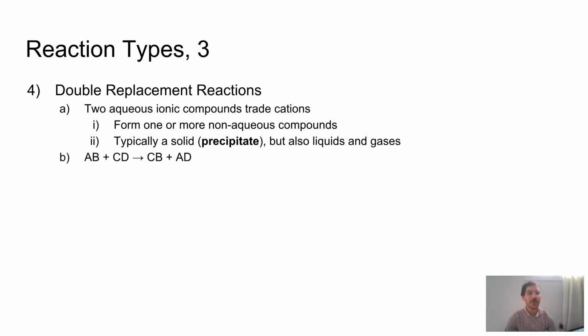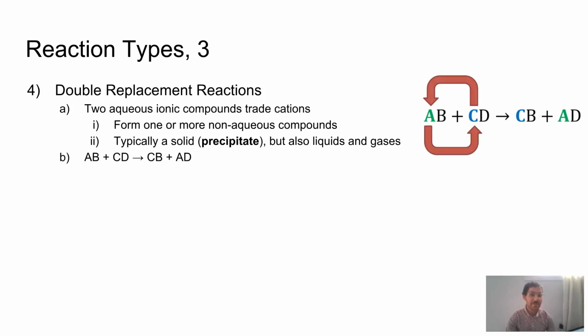And so our typical formula might look like something like this, where we have AB plus CD, two ionic compounds, a cation and an anion.